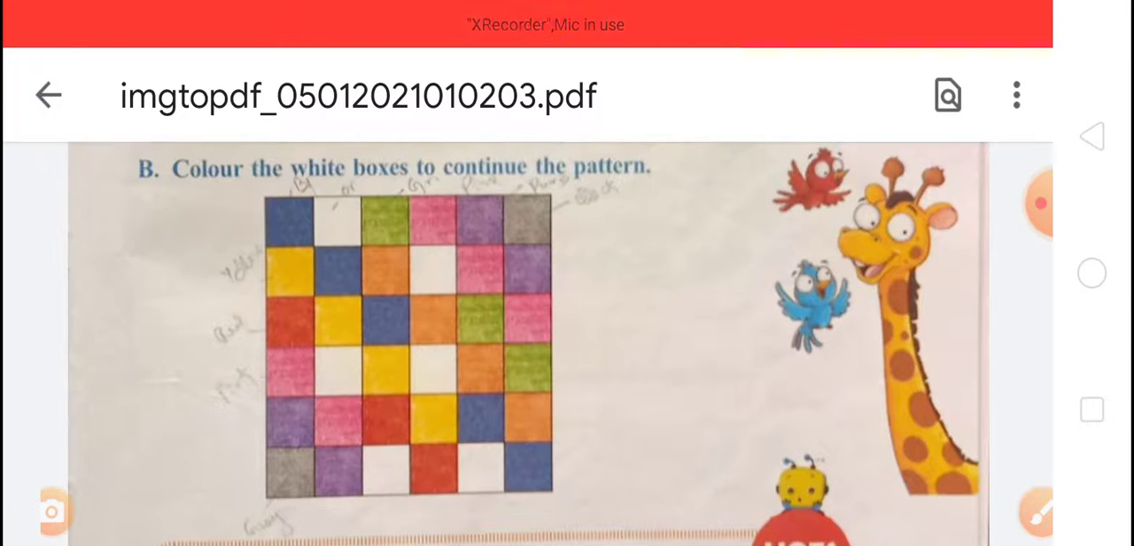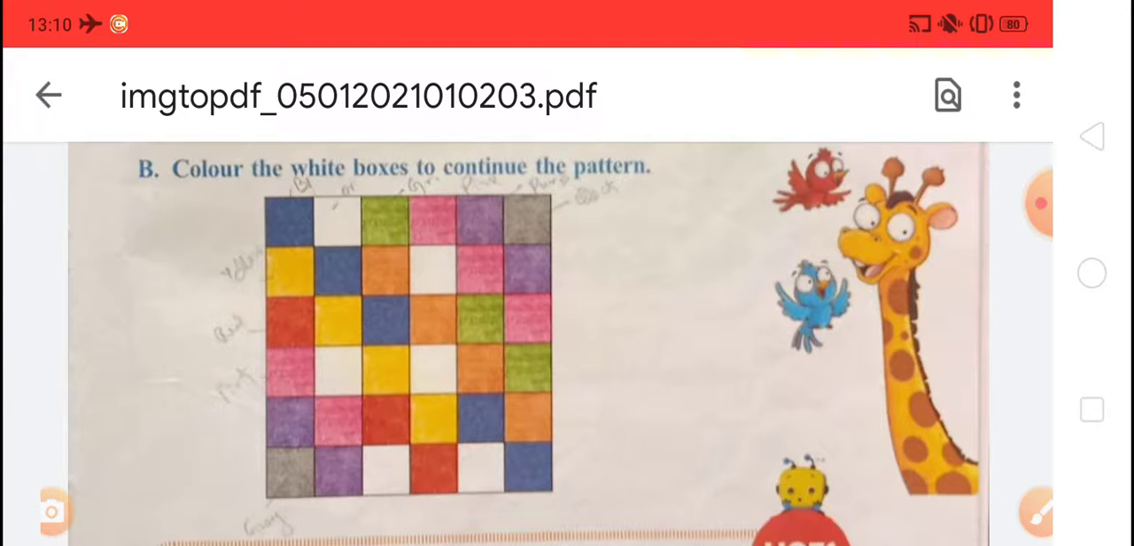row, in first row, in the white boxes there will be, in first row there will be orange. Yeah, there will be orange. Okay, in first row there will be orange. And in second row, the white box is colored with green. And in third row, there are not any white boxes.